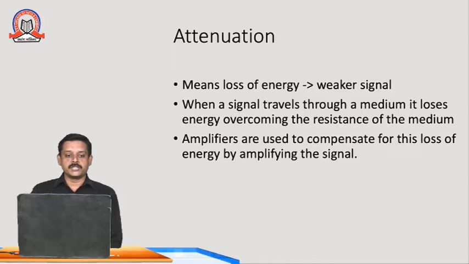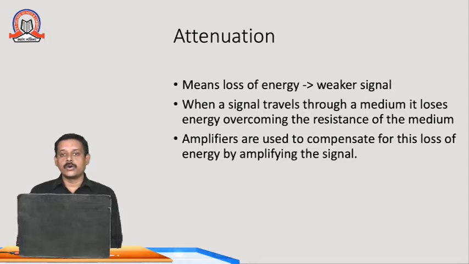So what is meant by attenuation? Attenuation is nothing but a loss of energy, or our signal becomes weaker. When the signal travels through a medium, it loses energy overcoming the resistance of the medium like copper or aluminum or any other kind of medium which we are using for transmitting data. The metal has its own resistance, so the signal loses its energy.